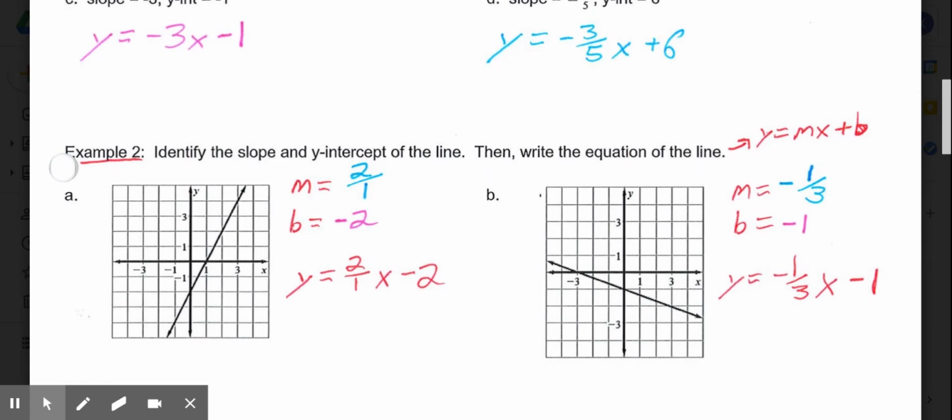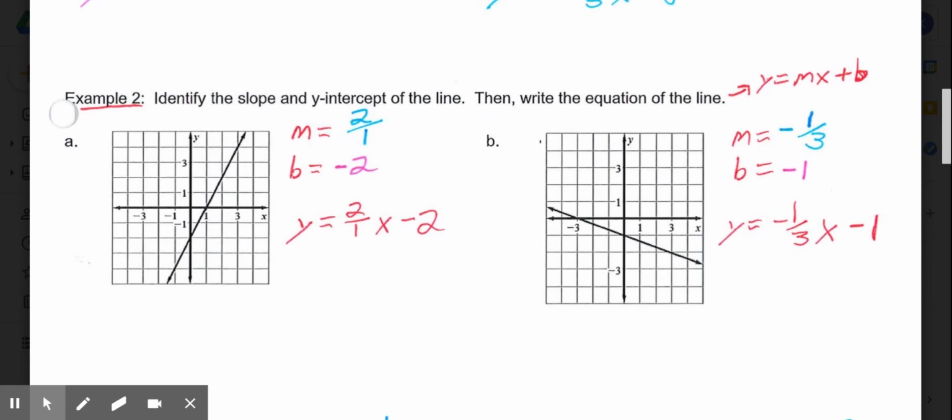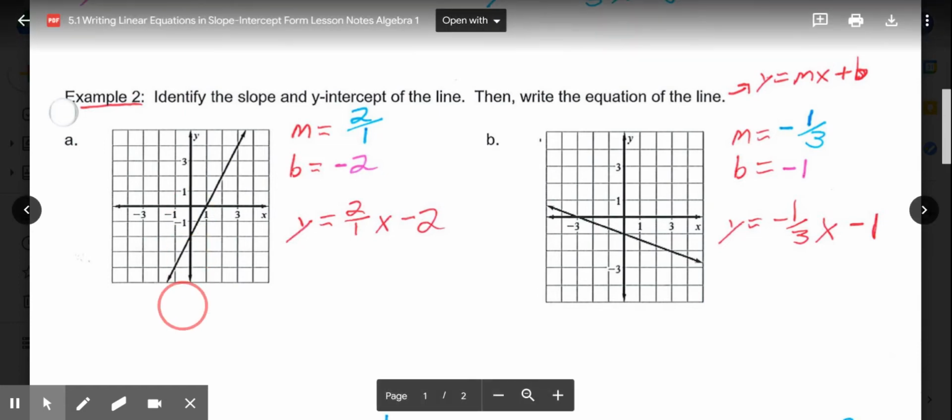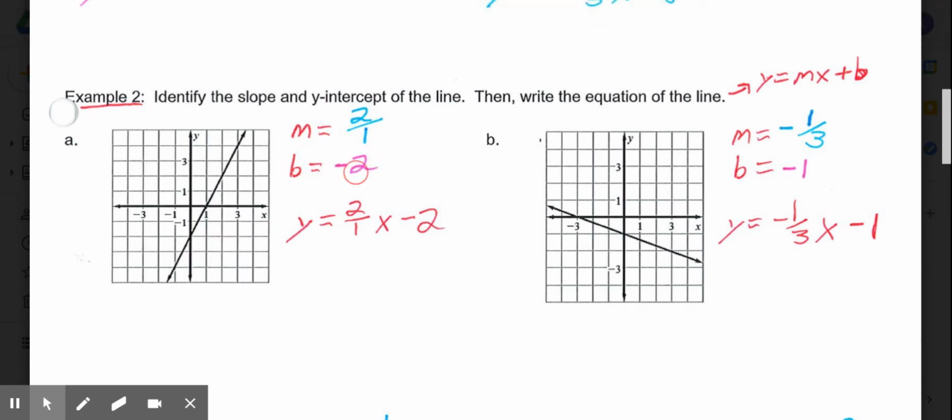Then example 2 gives us a graph for our information. And based on the graph, they ask us to identify the slope and the y-intercept and then to write the equation. So in this case, we need to pull our information off the graph. What I would always start with is finding your y-intercept. So finding where you cross the y-axis. So in example 2a, we cross at a -2. So b, our y-intercept, is -2.